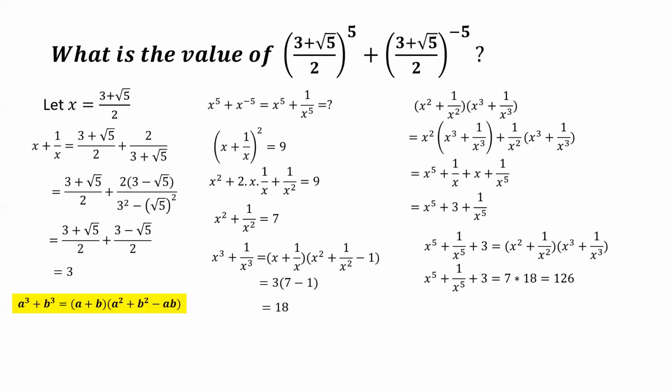So the right hand side comes to 7 multiplied by 18, and if you do the math, it comes to 126. So x to the power 5 plus 1 by x to the power 5 will be 126 minus 3, which gives us 123. So this will be the answer.